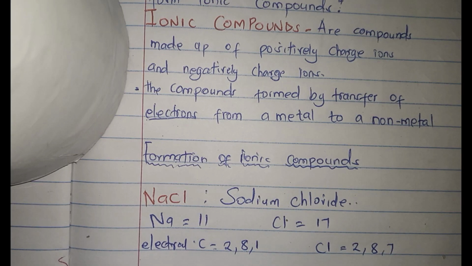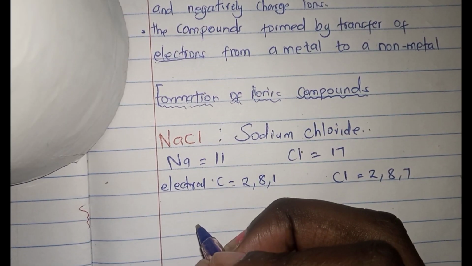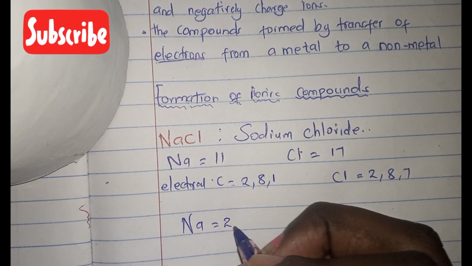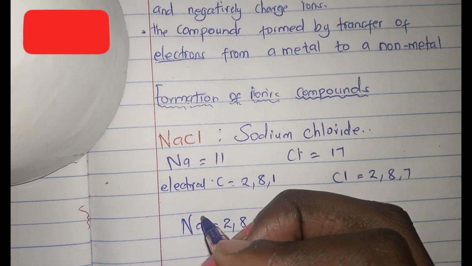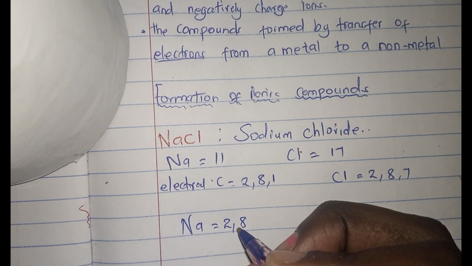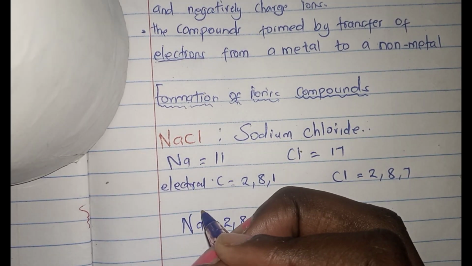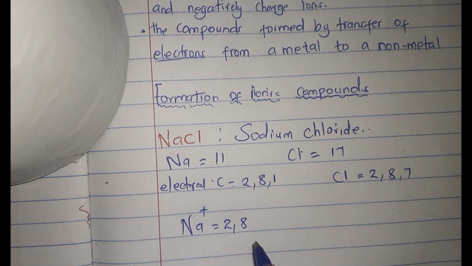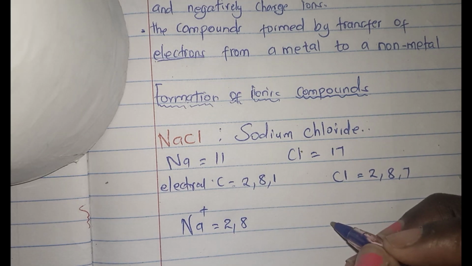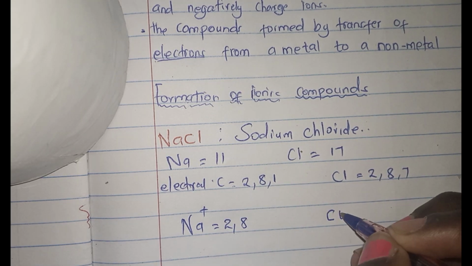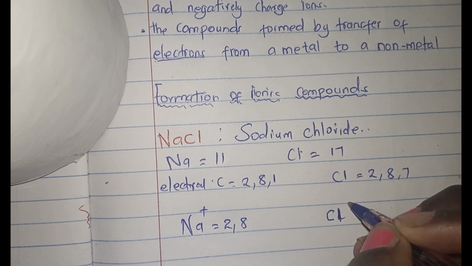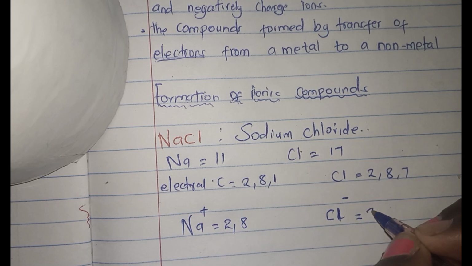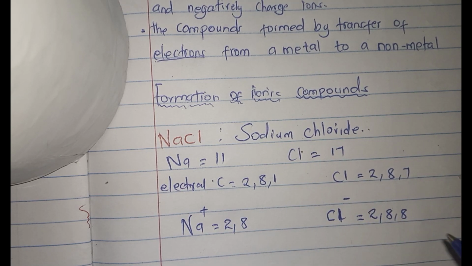So you know that sodium, now let me write sodium. Sodium has to lose this 1 electron, and therefore it will be 2,8. And because it's losing, it will have a positive charge. For it to be stable, it has given this 1 electron to chlorine. On the other hand, chlorine is gaining an electron. So we give it a negative charge because it has gained 1 electron, and therefore it will be 2,8,8.